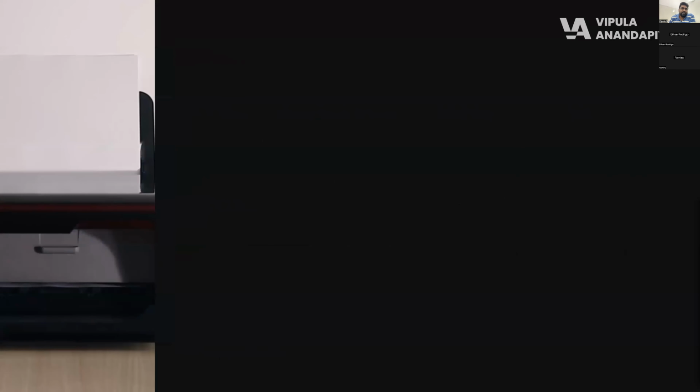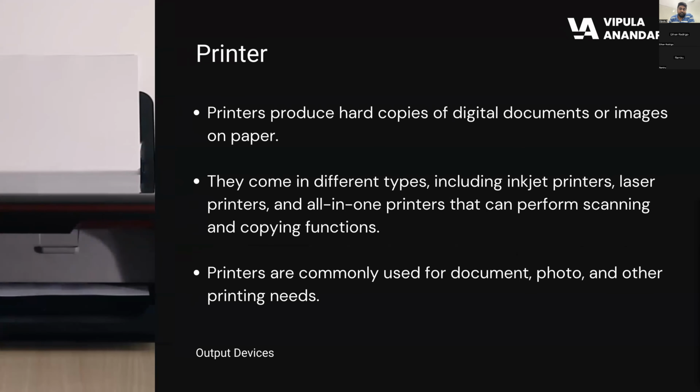And then we talk about the printer. So printers, obviously, simple as that. You guys know what this is. It's there to print just a simple hard copy of a digital document or images on paper. So they come in different types, including inkjet, laser, and all-in-one printers that perform scanning and copying functions. And printers are commonly used for document, photo, and other printing needs.